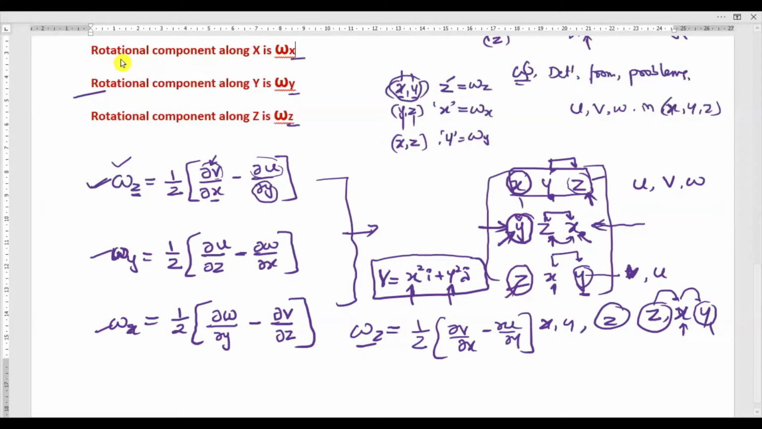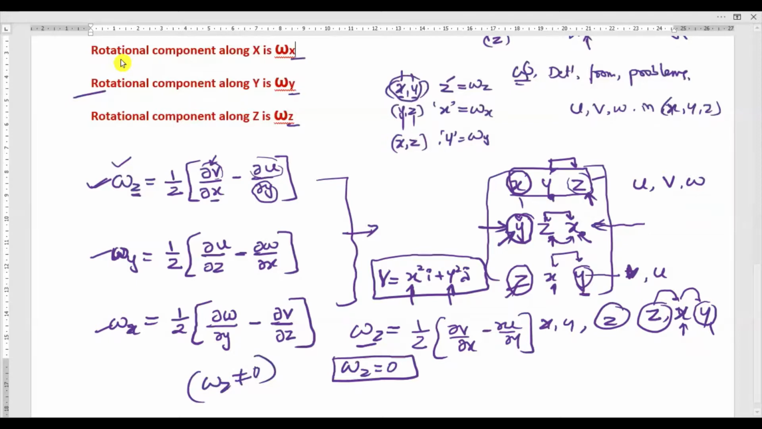So if you got omega z equal to 0 after solving the equation, then you say that it is irrotational. If omega z is not equal to 0, then it is rotational flow.